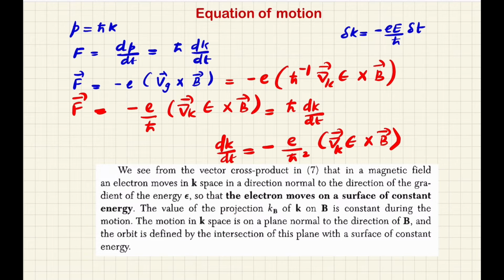Now, according to the second statement, the motion of the electron is in a plane which is perpendicular to the magnetic field. Okay. And the orbit of the electron is given by the intersection of this plane with a surface of constant energy, because that is given by the first statement. Okay. So, the orbit of the electron is given by the intersection of the plane with the surface of constant energy. So, this basically gives you the equation of motion of the electron in an energy band.